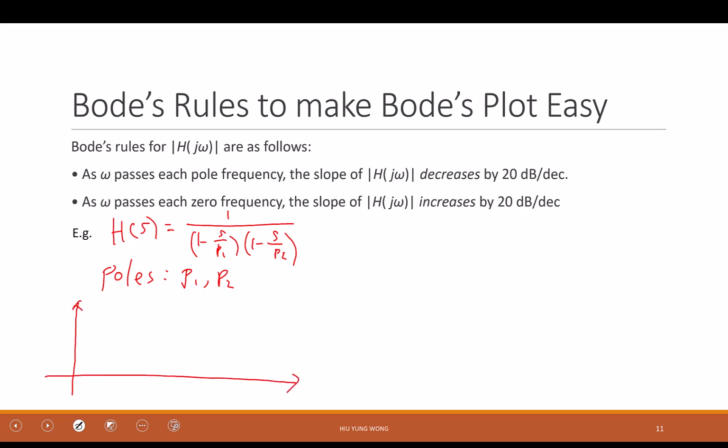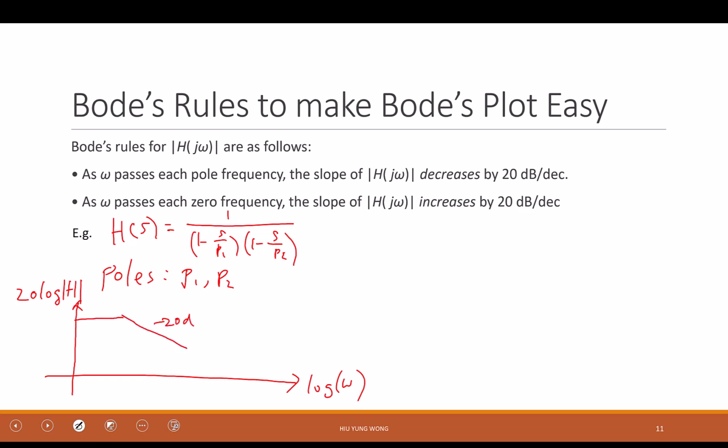Then we need to remind ourselves again, this is the log frequency. And what is the y-axis? 20 log the magnitude. Okay, not the magnitude. I'm only showing the magnitude, right? And how do you do it? We assume that it's flat at the beginning. Then what will happen?